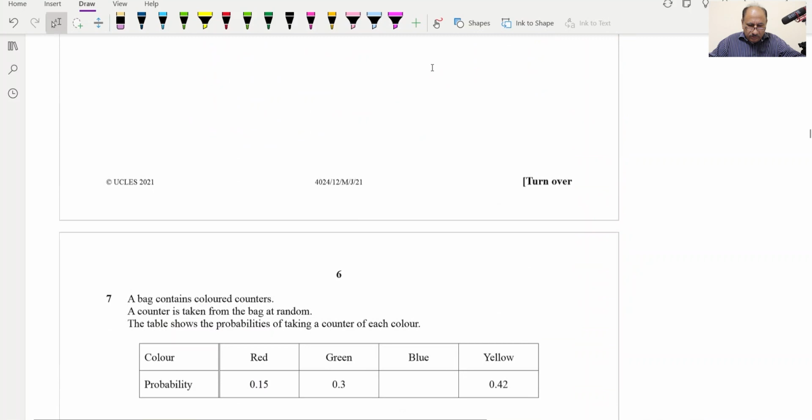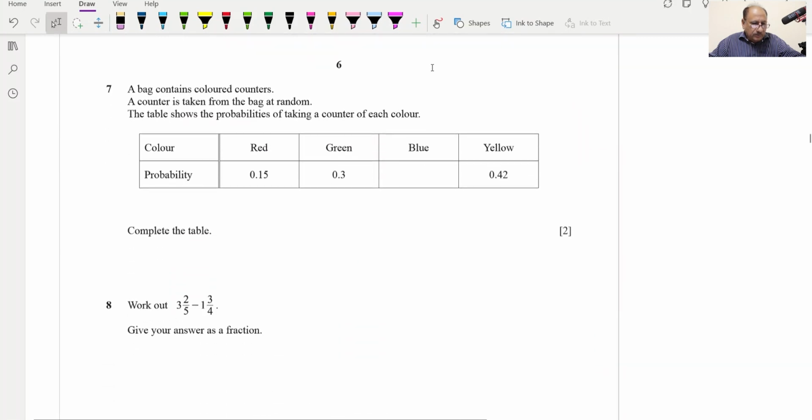And now we can move to a 3 marks part. Question number 7 is a probability question. A bag contains colored counters. A counter is taken from the bag at random. The table shows the probabilities of taking a counter of each color, and we know the sum of probabilities is always equal to 1, and only these 4 options are possible.